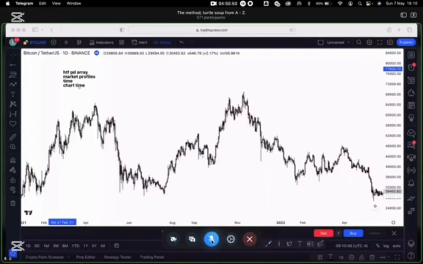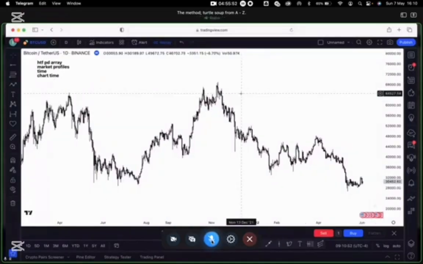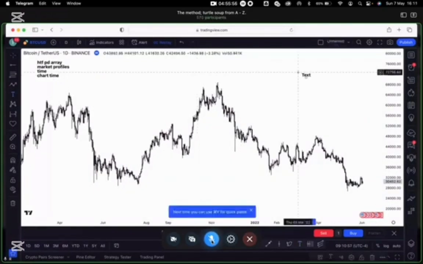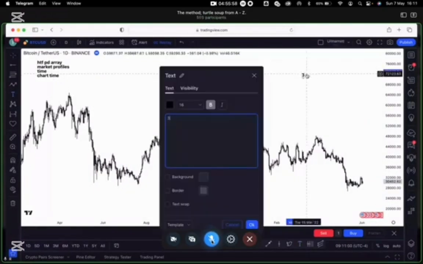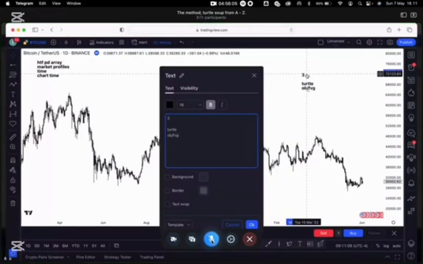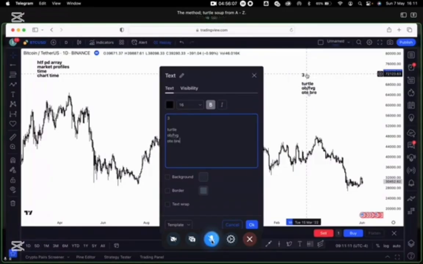That's why I said we have 3 entries, remember? Before yesterday. As Turtle Soup traders, we have 3 entries. Number 1, Turtle Soup. Number 2, Order Block FVG. Number 3, OTE/breaker.